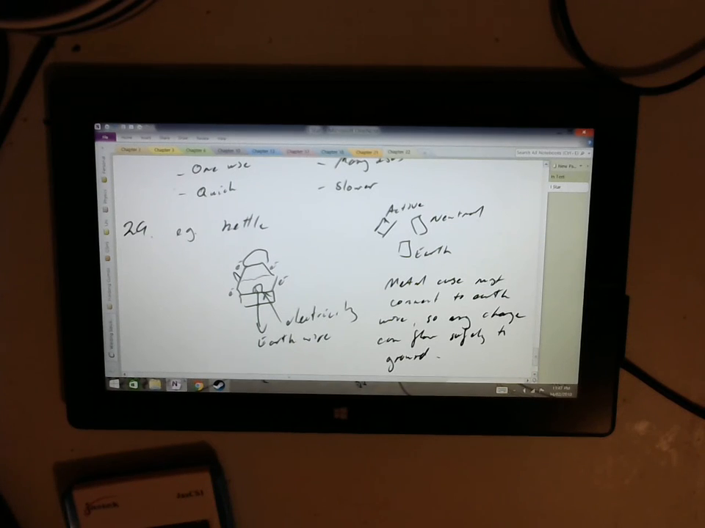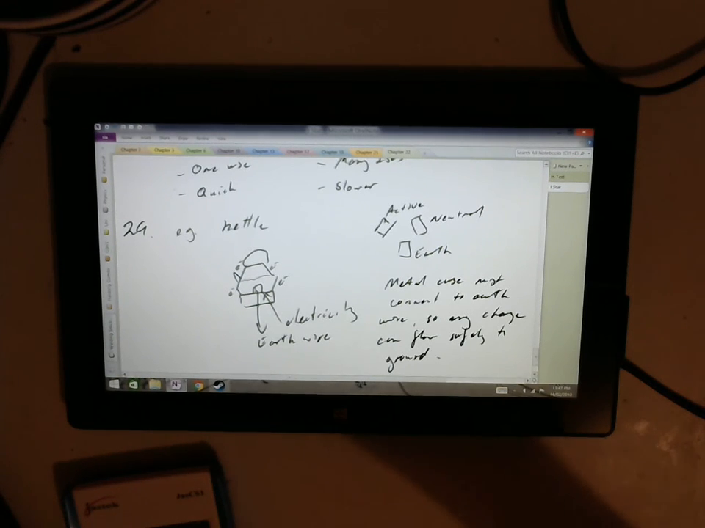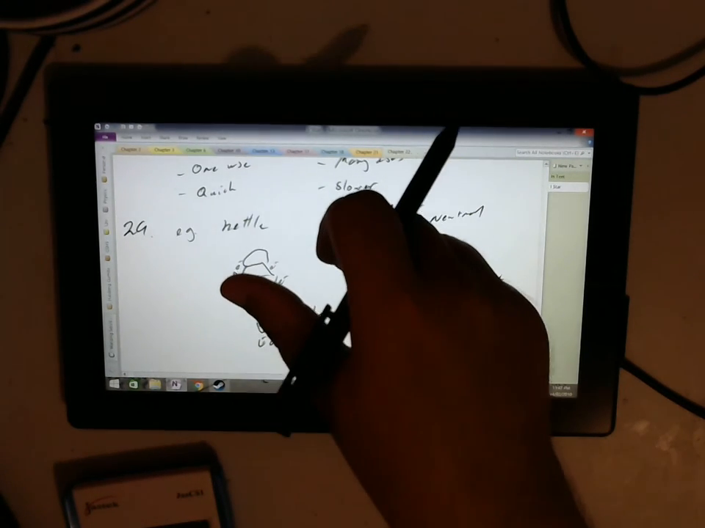Literally into the ground, that's why it's called a ground. What sort of material do we want? Well, we want something with a lot less resistance than what goes through a human body. Okay, so we want something with very low resistance, like metal, that way we get all that current flowing away. And that's what we use.